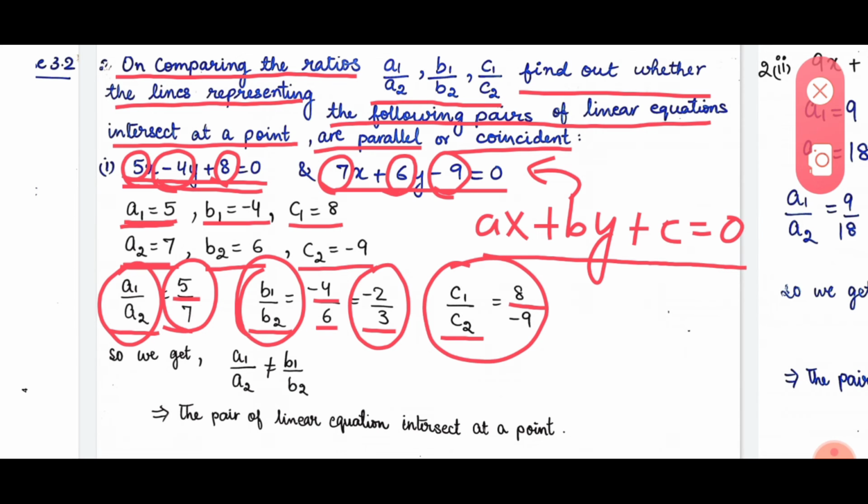So we get that A1 upon A2 is not equal to B1 upon B2. This means the pair of linear equations intersect at a point. That means they have one solution. Okay, now let us see the second part of this question.